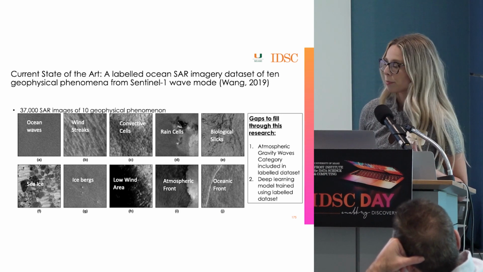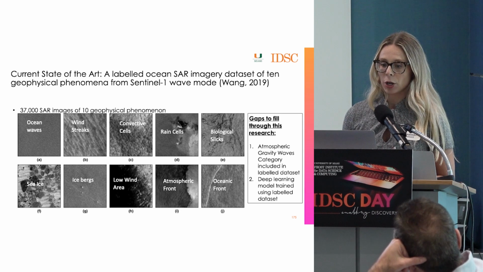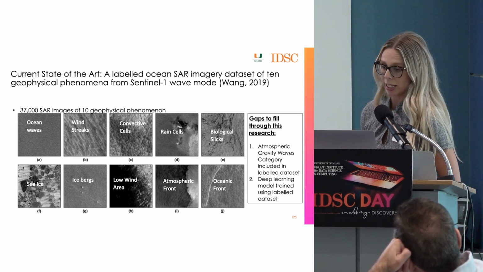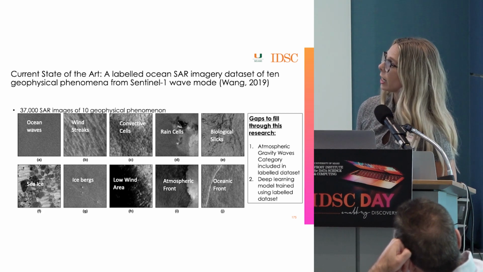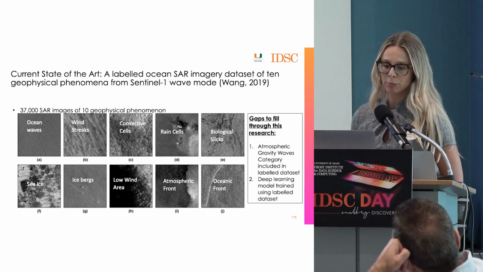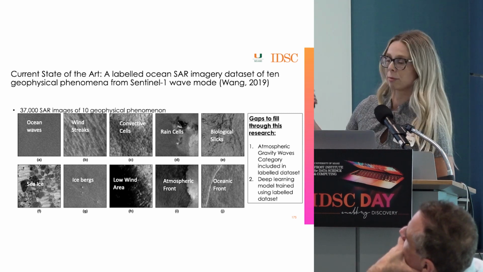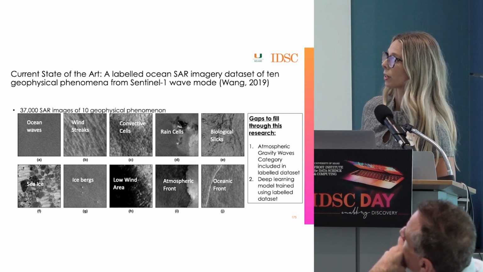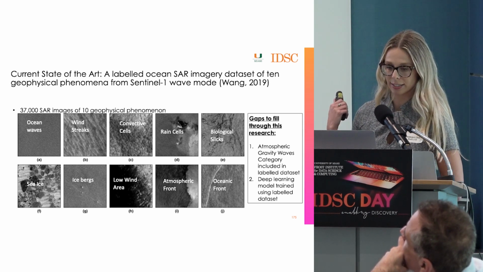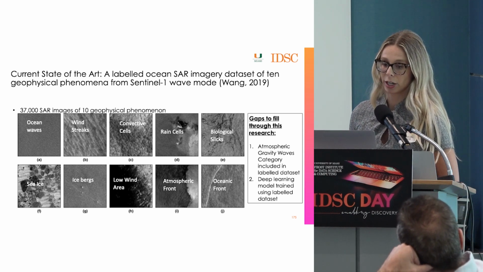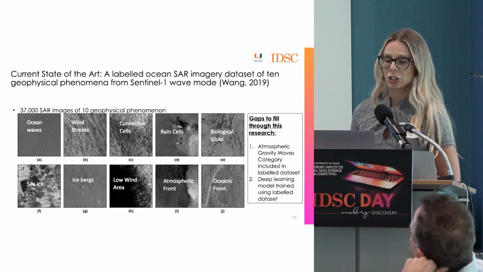But to start out, another piece of this project is really also on the labeled data set of different features that we have for SAR imagery. There hasn't been deep learning training. This is an example of a data set that can be used for applications in deep learning, machine learning. This is a paper that was published with 37,000 SAR images of 10 geophysical phenomena.